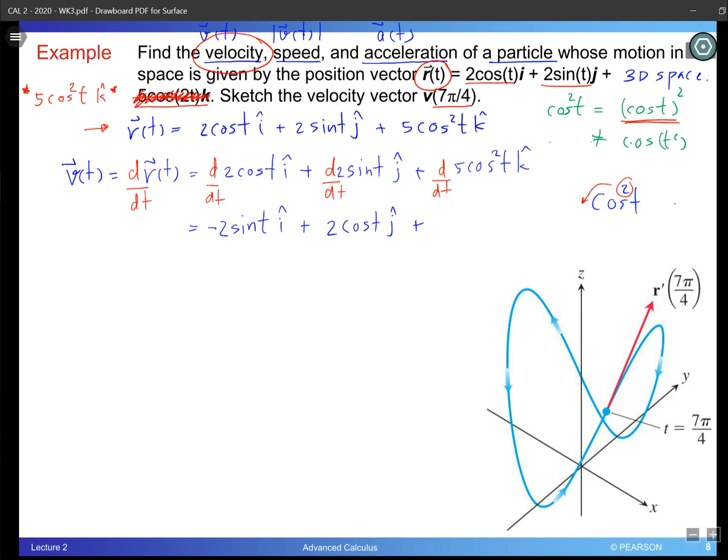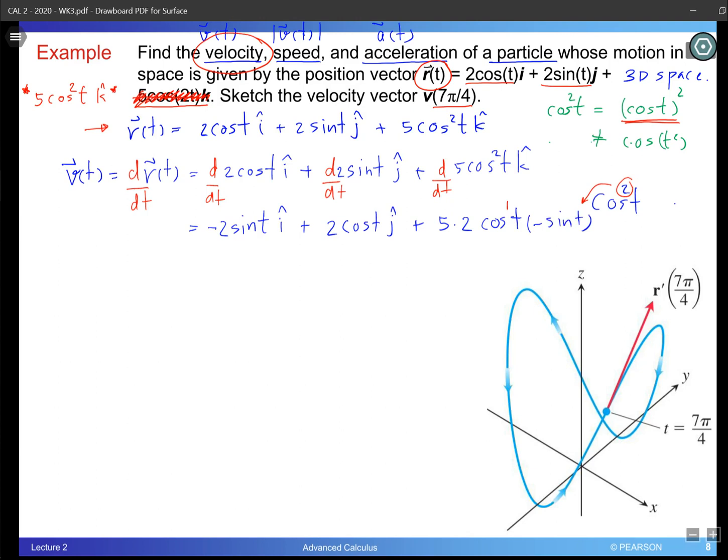So I diff this: 5 stays the same, 2 comes down, and then the remaining power decreases by 1, and I get 1 left. But then this is not just x squared, this is cosine t squared, so I need to apply the chain rule. I need to diff the inside of this square, which is cosine t. So when I diff cosine t, I get minus sine t.